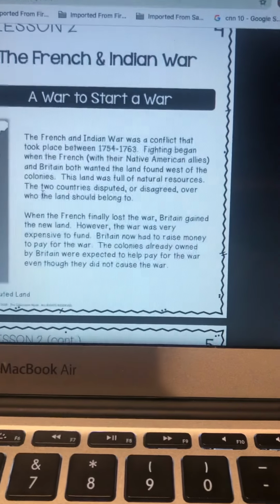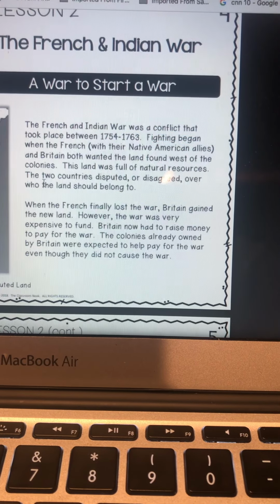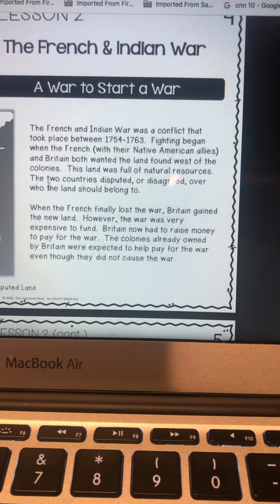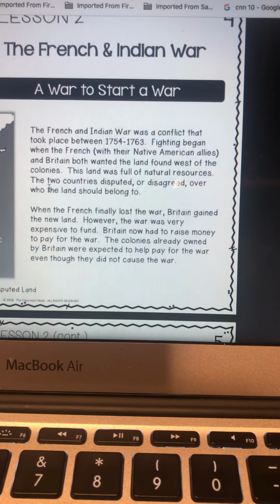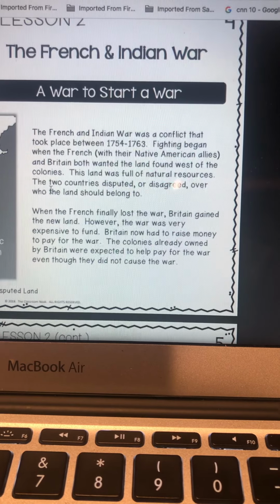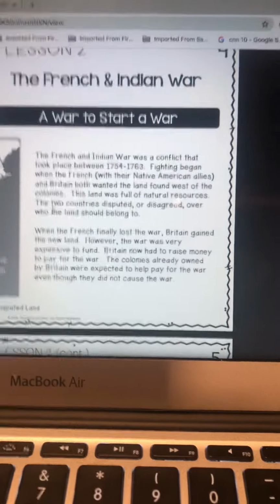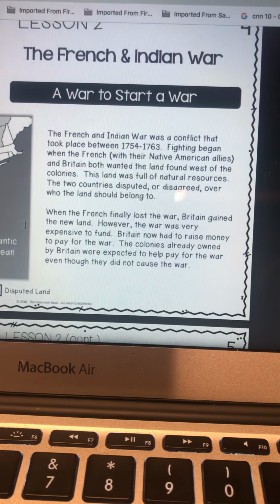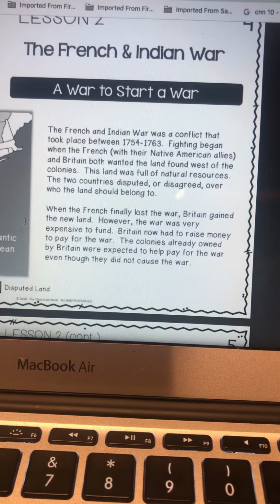The French and Indian War was a conflict that took place between 1754 and 1763. Fighting began when the French, with their Native American allies, which we just talked about, and Britain both wanted the land found west of the colonies. This land was full of natural resources. The two countries disagreed over who the land should belong to. When the French finally lost the war, Britain gained the new land.